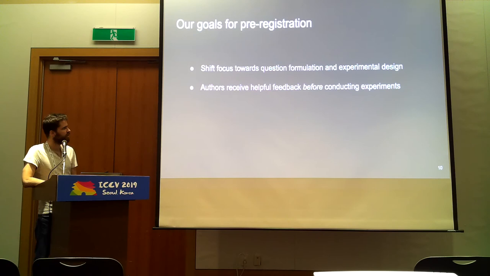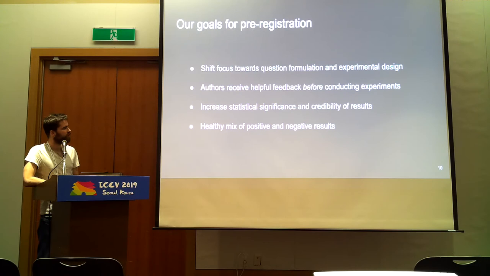And the other one, related, is that the authors are supposed to receive helpful feedback before running experiments. This also means that if you start evaluating things in a way that reviewers see won't prove your point, they can make that intervention before you actually waste all of that precious energy and effort. Hopefully, it should also increase the statistical significance and credibility of results, which I think is important, because you follow through with your plan.